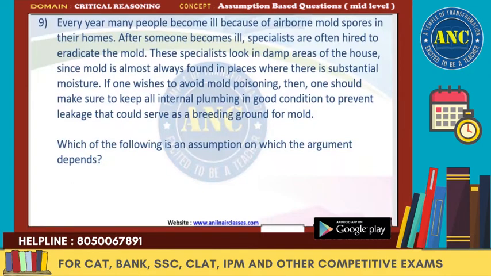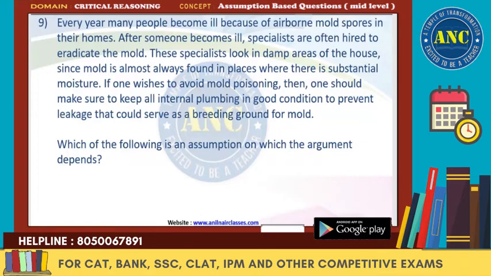Every year, many people become ill because of airborne mold spores in their homes. After someone becomes ill, specialists are often hired to eradicate the mold. These specialists look in damp areas of the house since mold is always found in places where there is substantial moisture. If one wishes to avoid mold poisoning, then one should make sure to keep all internal plumbing in good condition to prevent leakage that could serve as a breeding ground for mold. Which of the following is an assumption on which the argument depends?